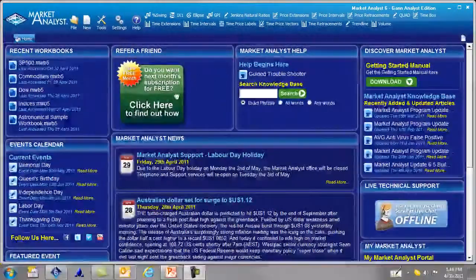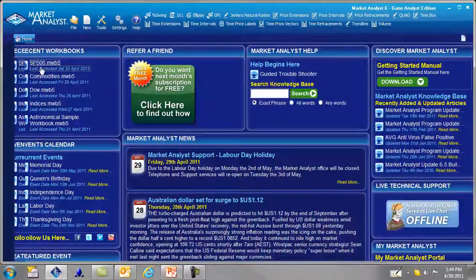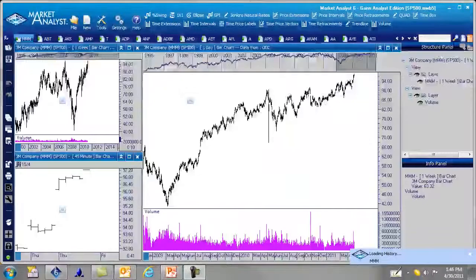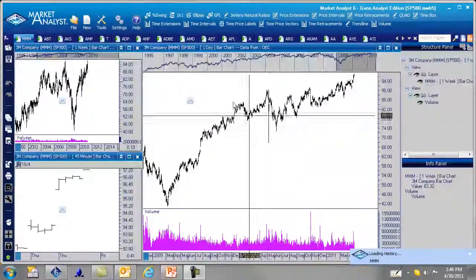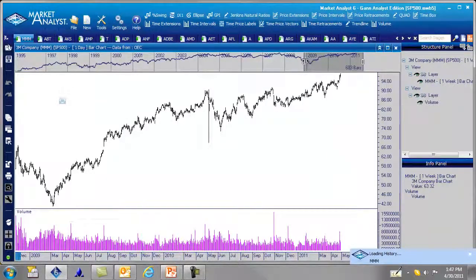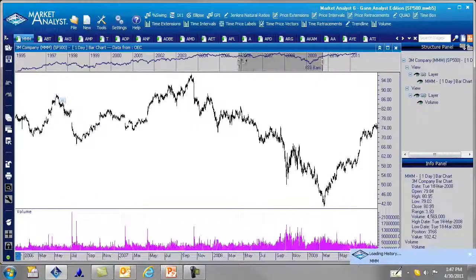Okay, so here we are at the home page of Market Analyst. What I'll do is open up this workbook of mine entitled S&P 500, and I'll show you how to use the Gartley Pattern Identifier. Okay, so here's my daily chart of 3M. I'm just going to open this up.